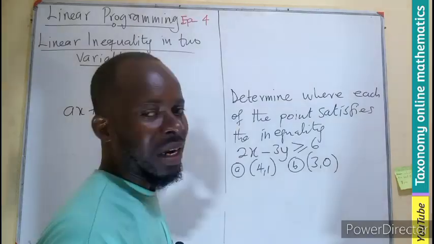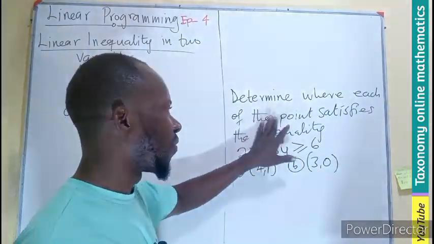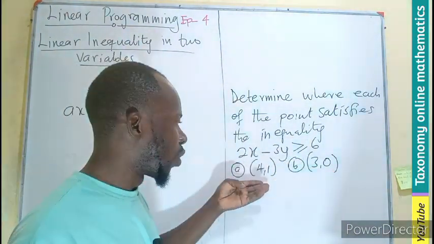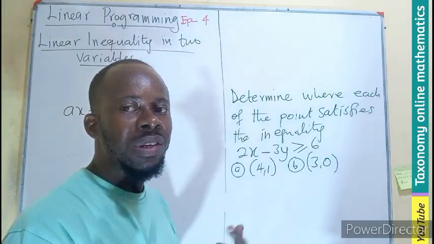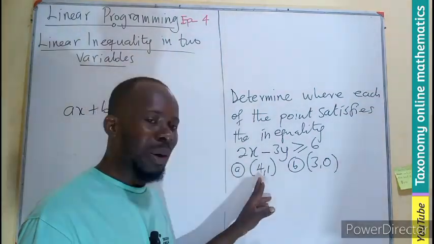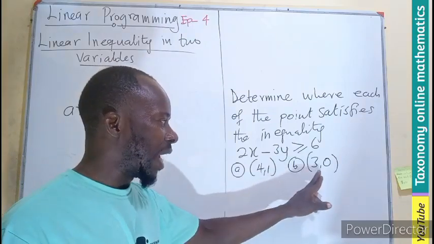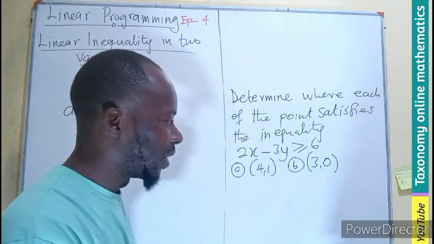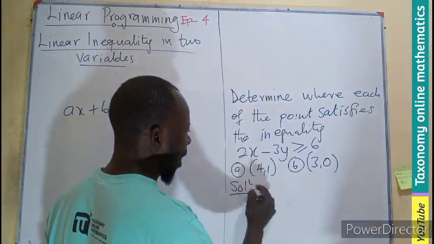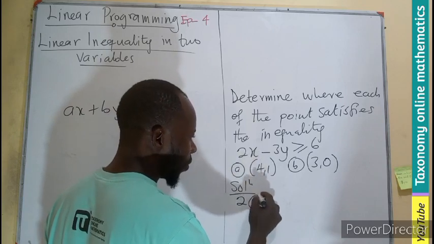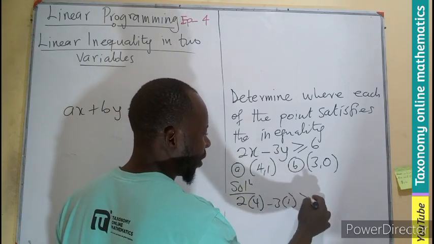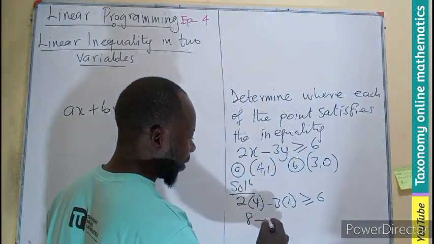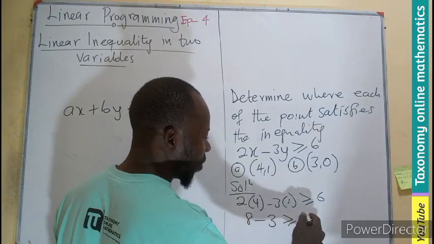So we can see a question like this: determine which of the following points satisfy this inequality, meaning which of these points will become the solution set. So what we do is that this is a point for x-axis, y-axis, x-axis, y-axis. We replace the x and y in that inequality. So for the first one, we can have 2 times 4 minus 3 times 1 should be greater than or equal to 6. 2 times 4 will give us 8, 3 times 1 is 3, greater than or equal to 6.